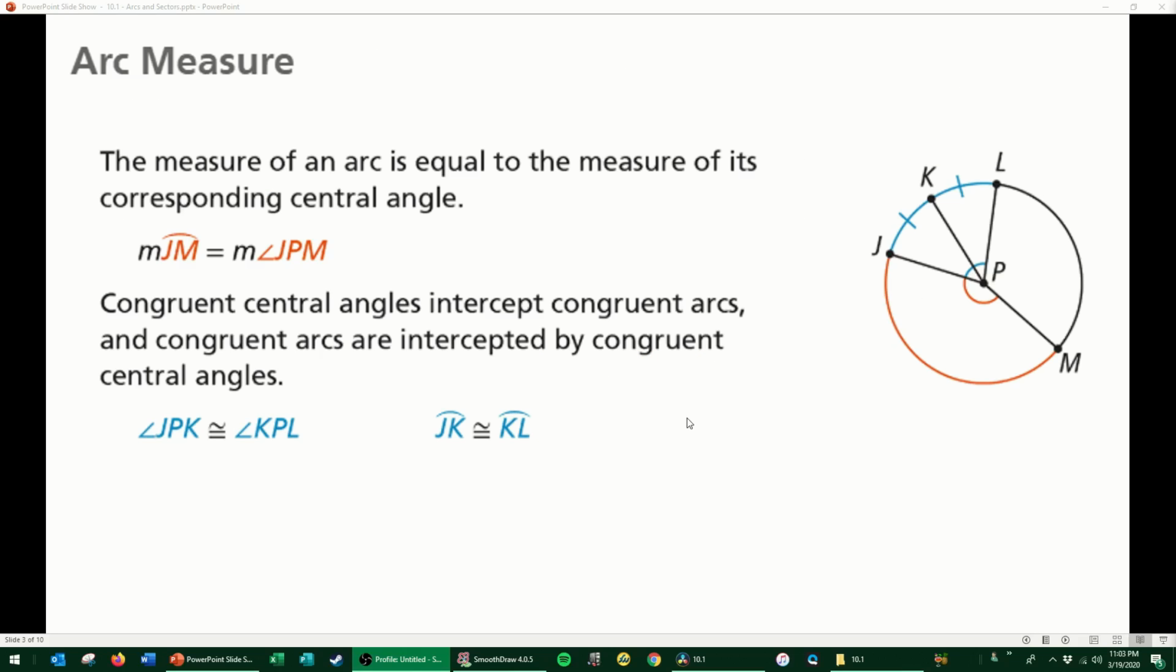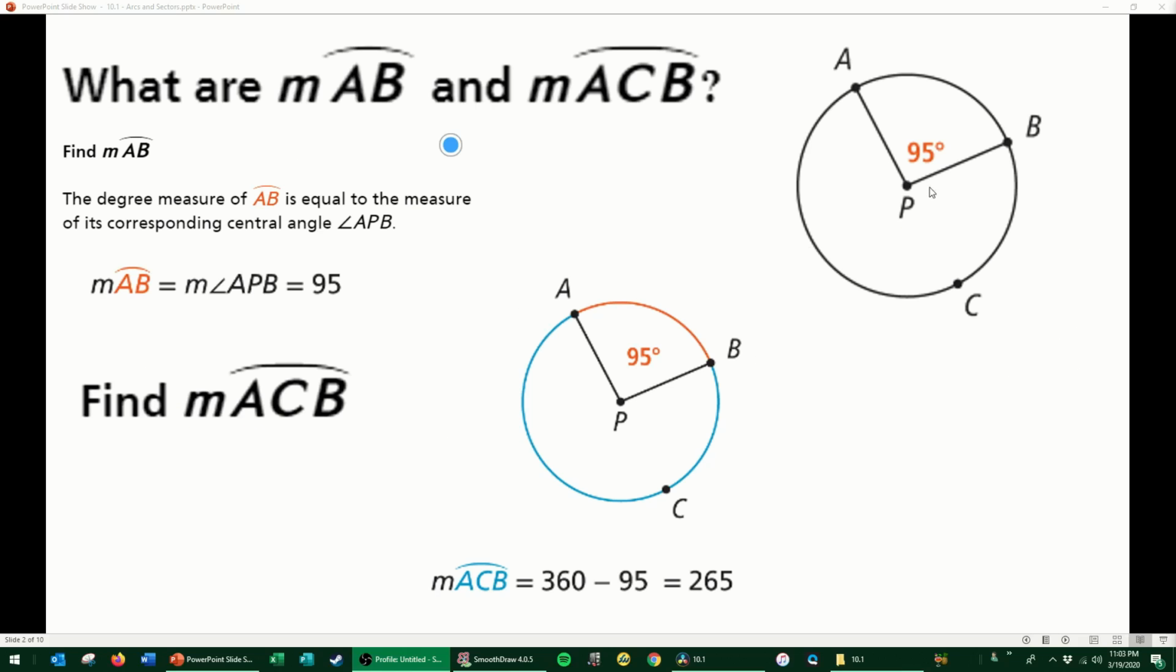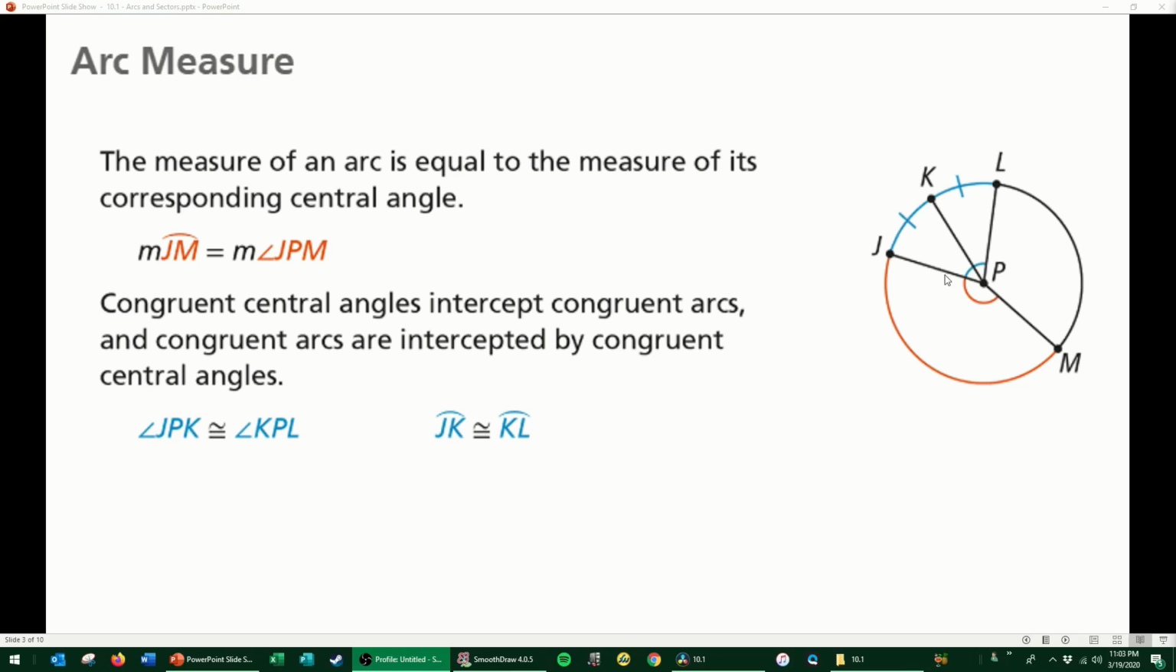So the measure of an arc is equal to the measure of its corresponding central angle. So let's say we go back here and we were to bisect this. Then this angle would be cut in half. So would this arc. So we can say that AP, and then let's call this D. This wedge here would be half of 95, and the wedge on the right would be half of 95. That's kind of what we're seeing here.